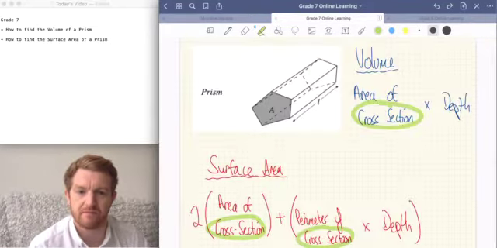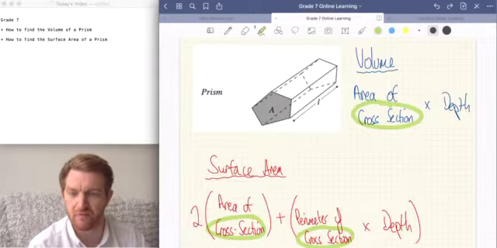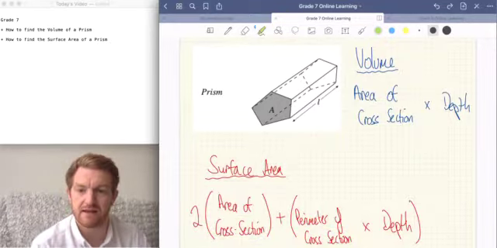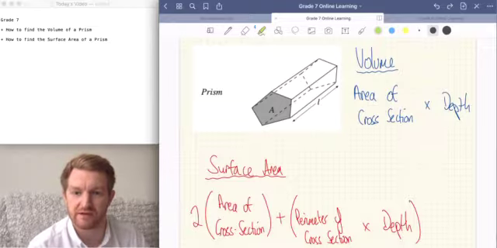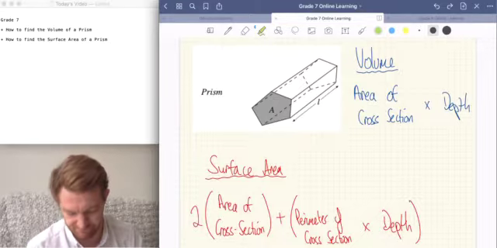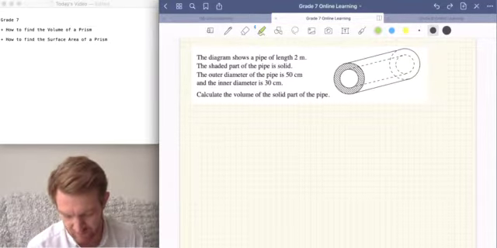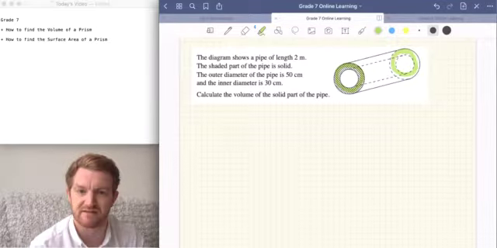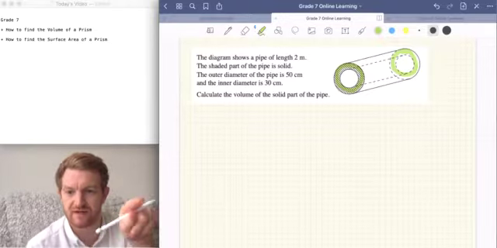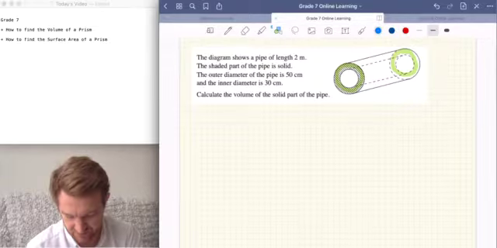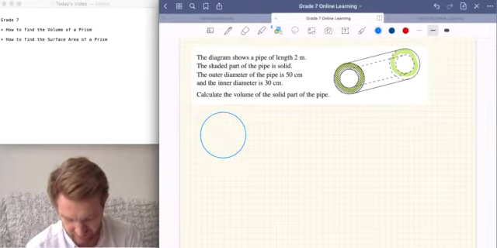If you're feeling a little confused, you might want to stop and have a go at the first set of questions, which are on fully solids using these formulas here. And if you are pretty happy with this, I'm just going to show you another little thing you can do with that more complex question to save yourself even more time. So, volume of the solid part of the pipe, which is this bit here. We can see that it's kind of repeated twice, so it's still a prism. And there's a hole in the middle. So, drawing ourselves a little sketch, we've got a big circle, and we've got a little circle inside.